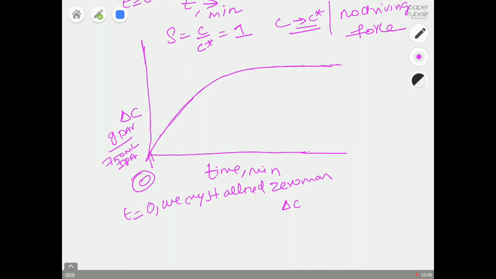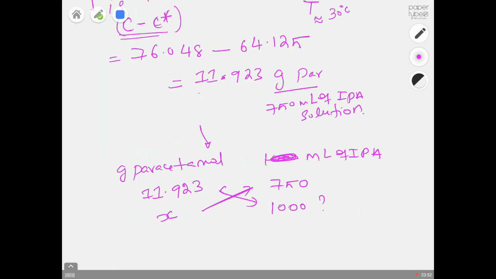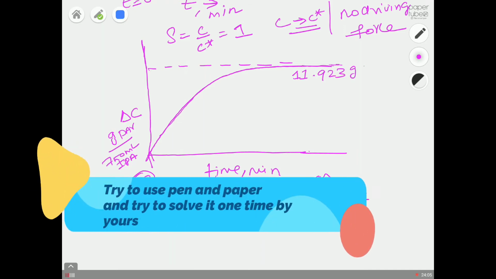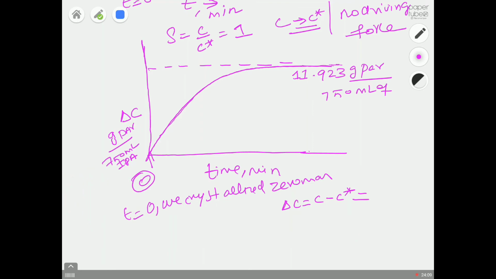So delta C is nothing but C minus C star. We already calculated this value. What's that value we calculated? Let's go back to this page. That will be equal to 11.923. So you will reach this plateau when delta C is equal to 11.923 gram of paracetamol per 750 ml of IPA.